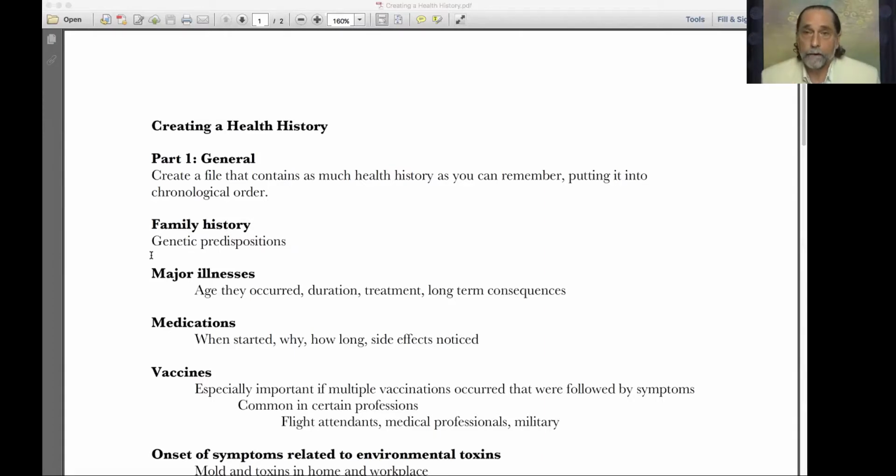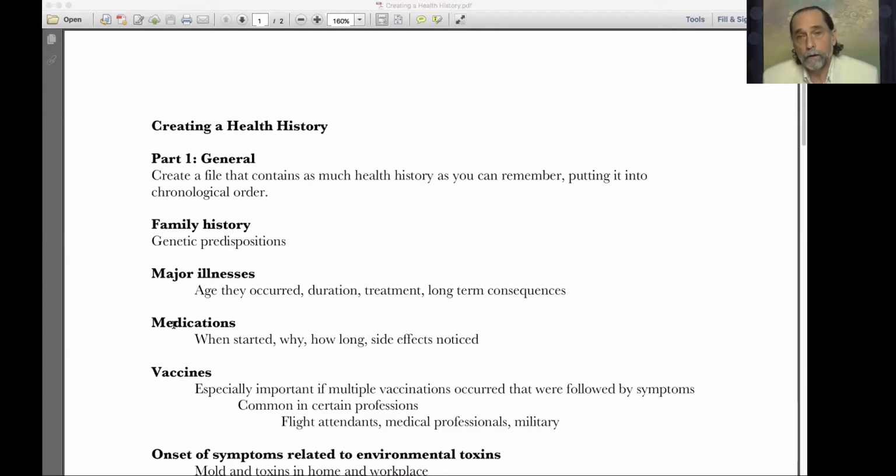I mean, that's a big constitutional influence. And did you have birth trauma? Medical birth trauma. Birth is traumatic, but did you have something that was medical? Were you a preemie? That's going to influence your constitution, and throughout life, that's going to have an impact on your immune system. A lot of people don't connect those dots, and those are fundamental, okay? So create a file that contains as much health history as you can remember and put it in chronological order.